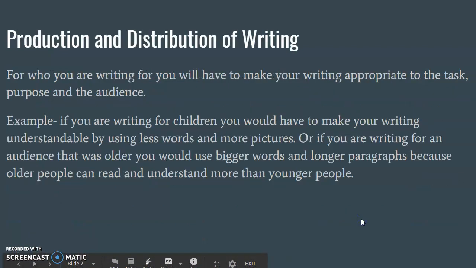Production and distribution of writing. For who you are writing for, you will have to make your writing appropriate to the task, your purpose, and audience. Example. If you are writing for children, you have to make your writing understandable by using fewer words and more pictures. If you are writing for an older audience, you use bigger words and longer paragraphs because older people can read and understand more than younger.